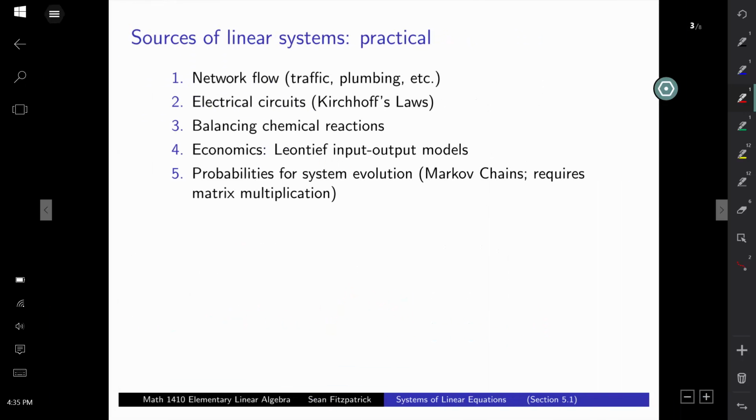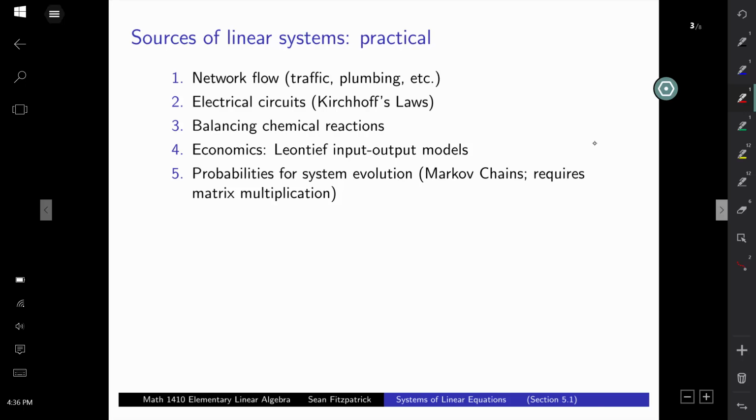Now, where do these systems come from? There are all sorts of practical applications to solving systems of equations. Ones that you might see in your other science courses would be something like a problem involving electrical circuits in a physics class, balancing chemical reactions in a basic chemistry class. In economics, you might study input-output models. And there are other problems, like Markov chains, which involve matrix multiplication, but there are still some systems you might have to solve there. Any time that you're dealing with some number of variables and the relationships among those variables are linear, you're dealing with a linear system.